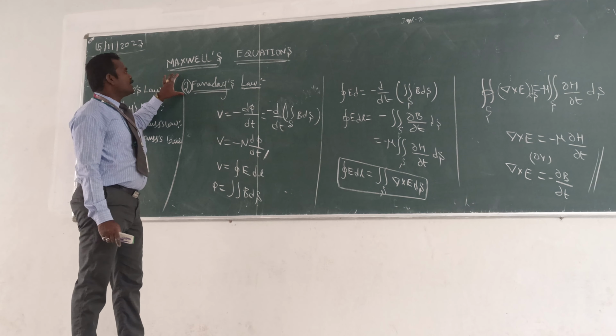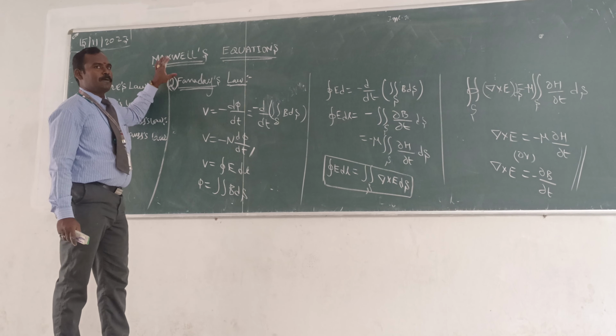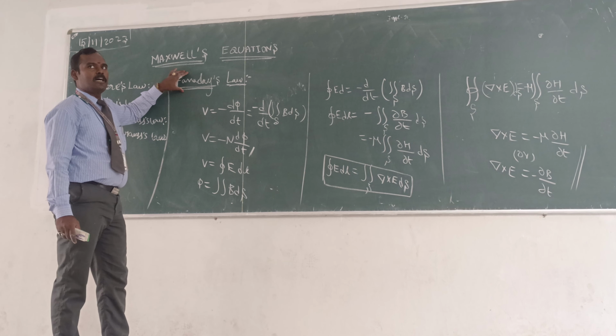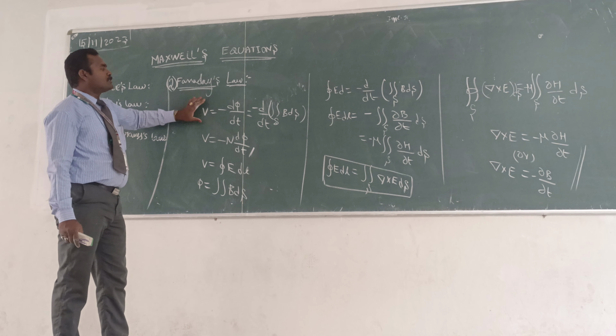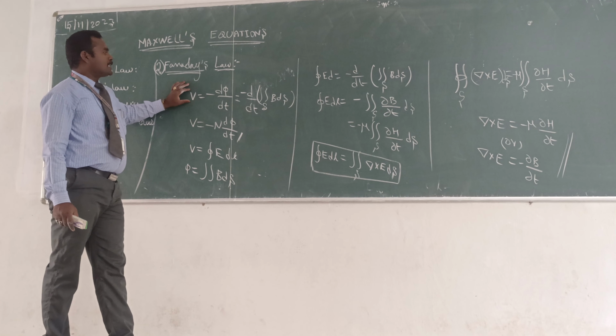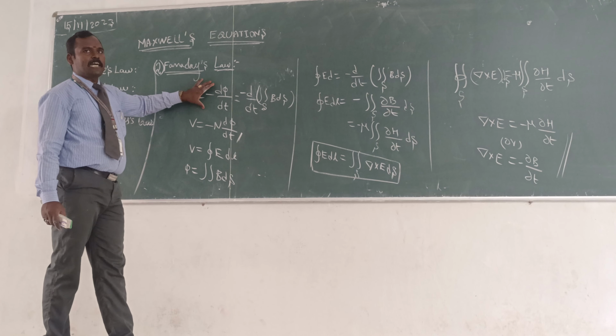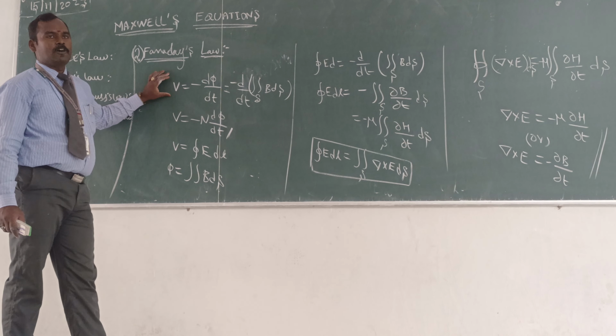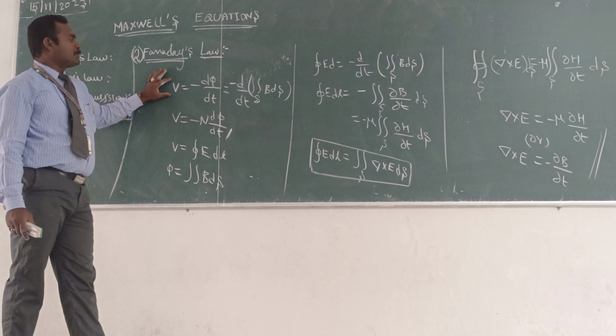So we are going to discuss Maxwell's equations from Faraday's law. First of all, you must be aware of Faraday's law. The induced voltage is equal to the rate of change of flux with respect to time. That is, an electric potential is developed in a changing magnetic field.